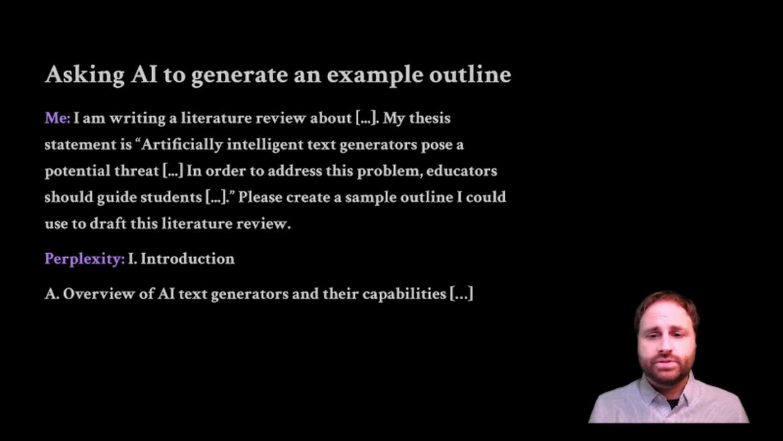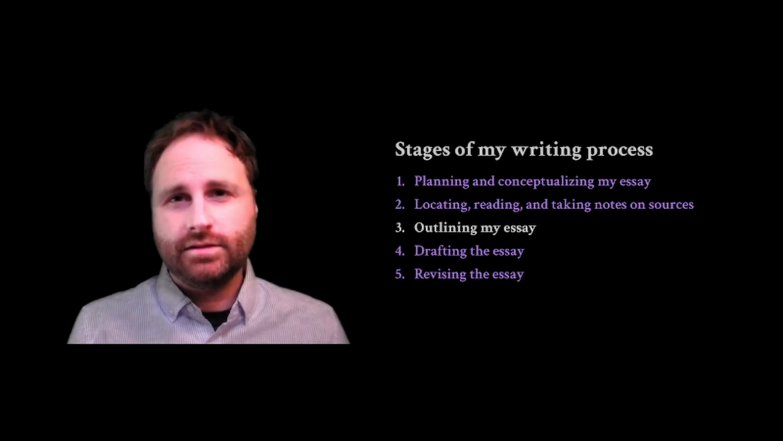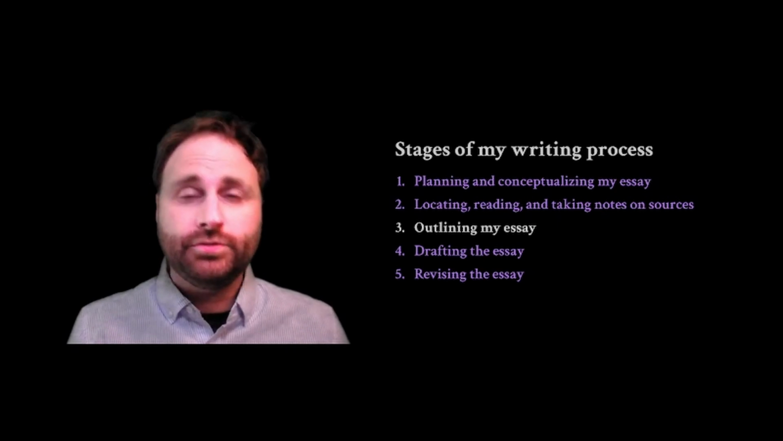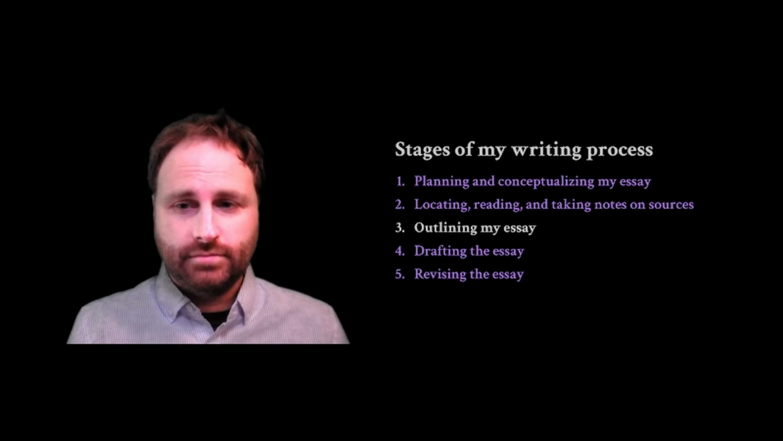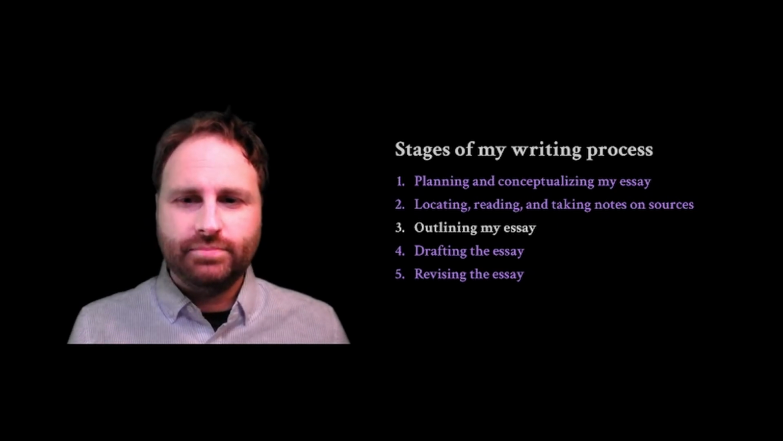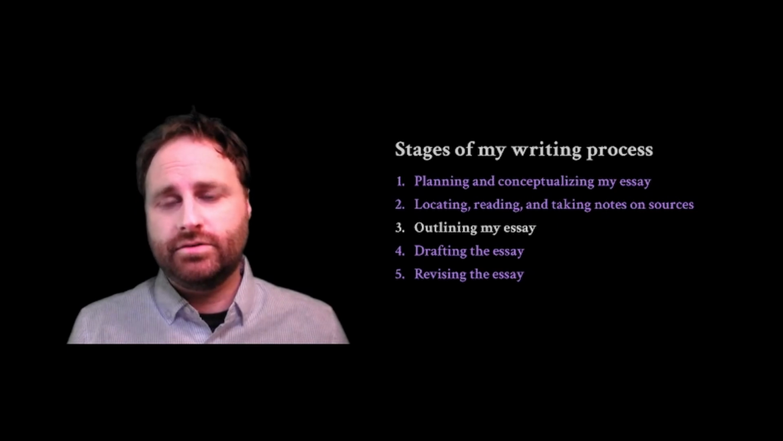Notice that my prompt now contains greater information, including notably my tentative thesis statement. This specificity helped me get a more useful outline from Perplexity than the ones I had gotten during the brainstorming phase of my process. I looked closely at what Perplexity produced for me, but ultimately I did not use its outline. When I looked at it, I noticed that it began by discussing the potential benefits of AI text generators.